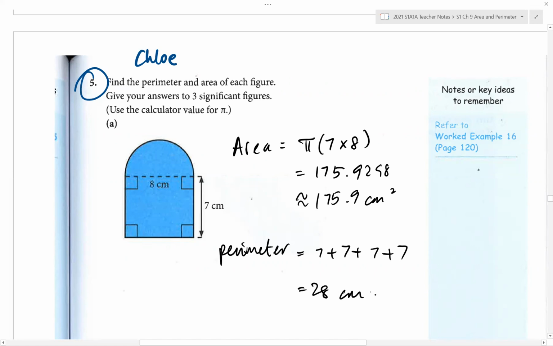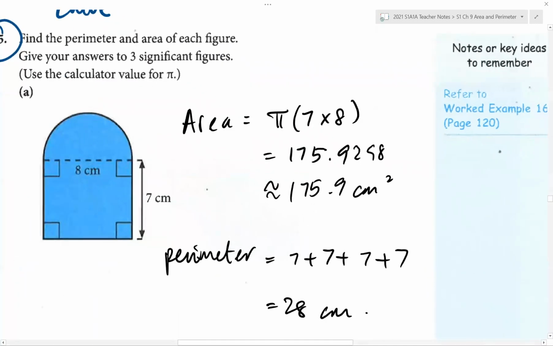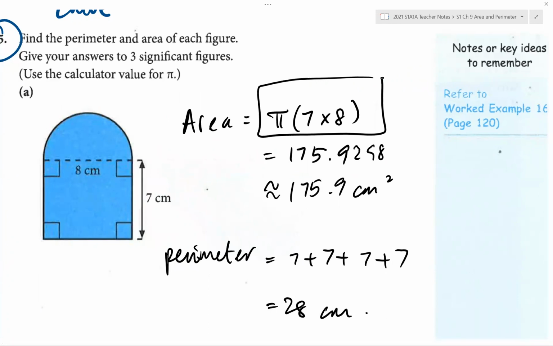Okay, thank you. So what do you think? How about Chloe? Tell us what formula is this that you're using? The rest, keep quiet. Marilyn, I cannot see your face. Please sit up straight. Okay, Chloe, what is this formula that I've just drawn a box around? Pi times 7 times 8. What formula is that?